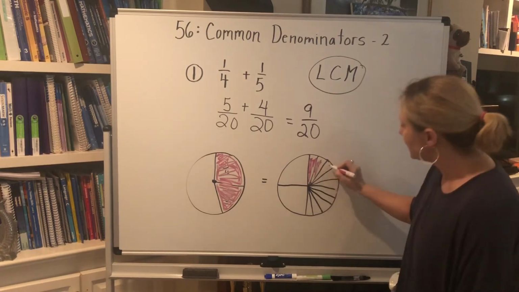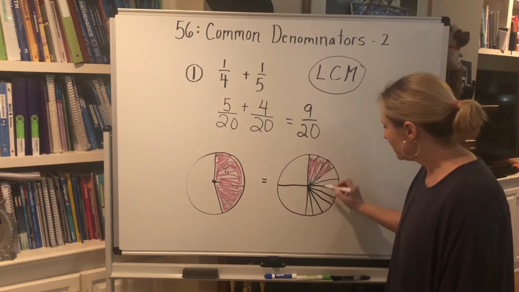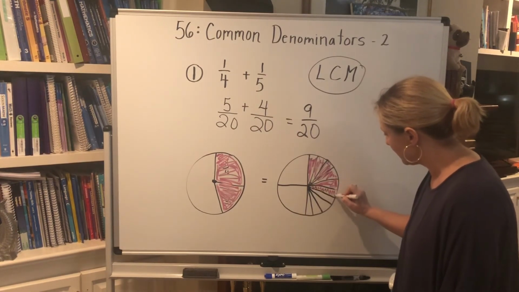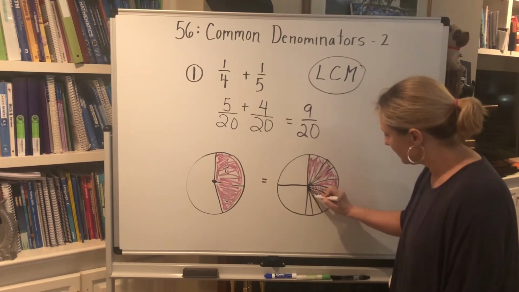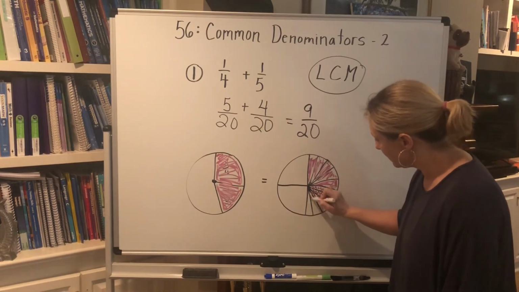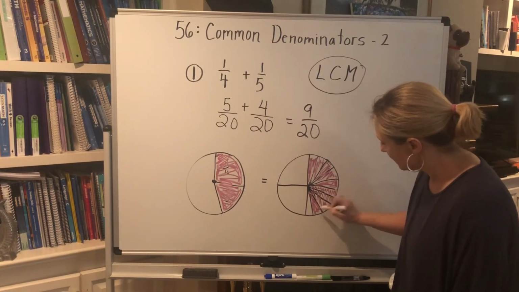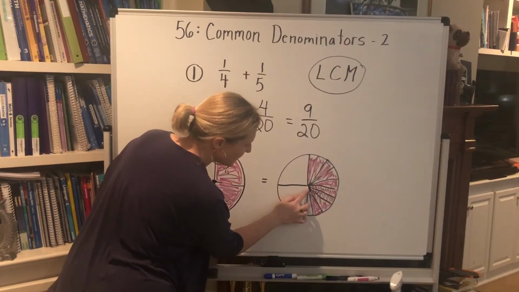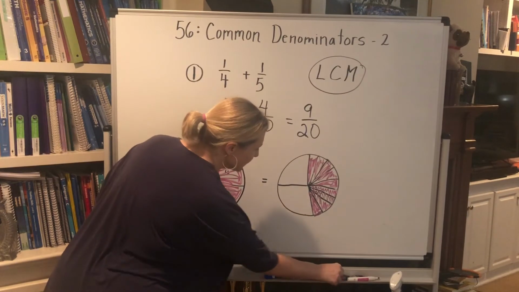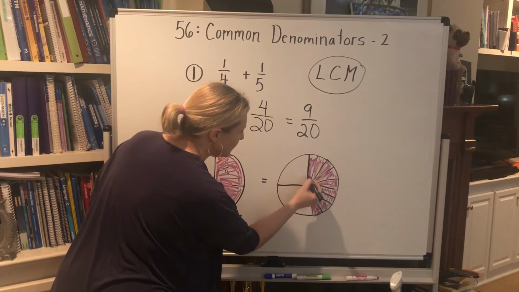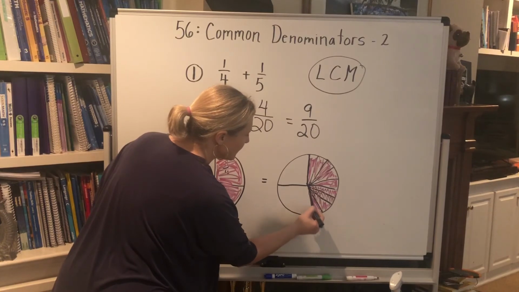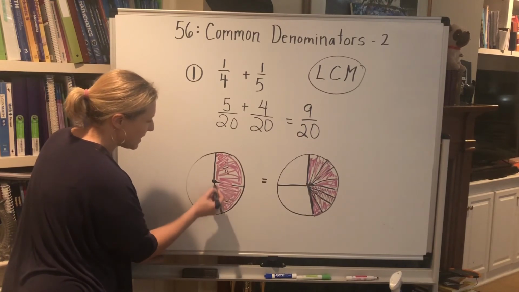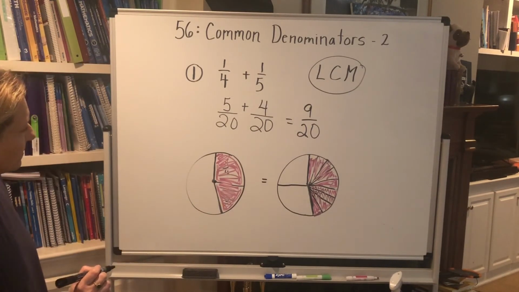So 1, 2, 3, 4, 5, 6, 7, 8, 9. Okay, now take a look. Okay, we're going to take this line away so that we can see exactly that 9/20 is exactly the same as 1/4 plus 1/5 of a circle.